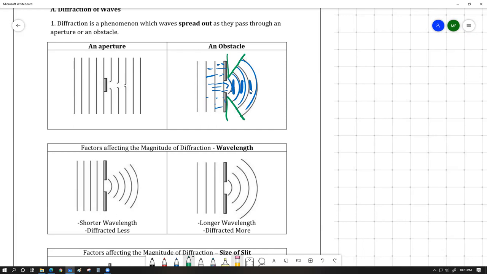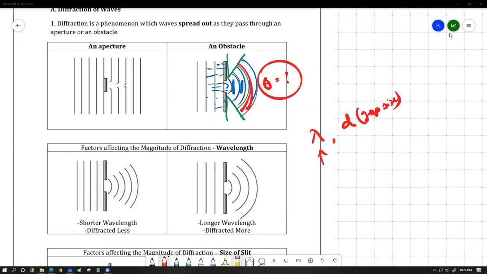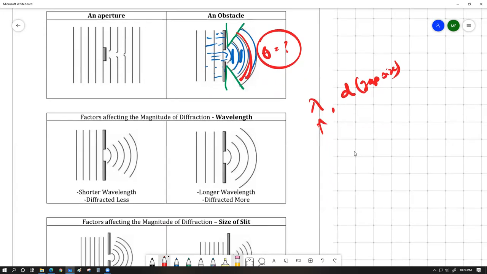And how does this wave make this amount of spreading? Amount of spreading means the total angle that this spread covers. Let's say this is theta. The amount of spreading of a wave depends upon the comparison of two factors. One is lambda, the wavelength. The other one is the gap size, let's say D. So if we have the lambda and gap size equal, then we're going to have a really nice scenario of spreading. For example, what we have over here: factors affecting the magnitude of diffraction.